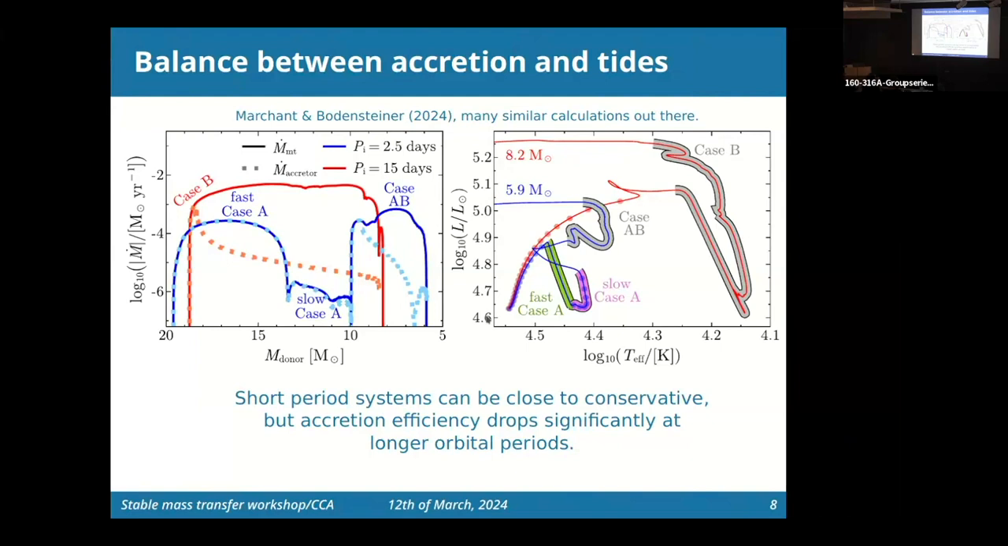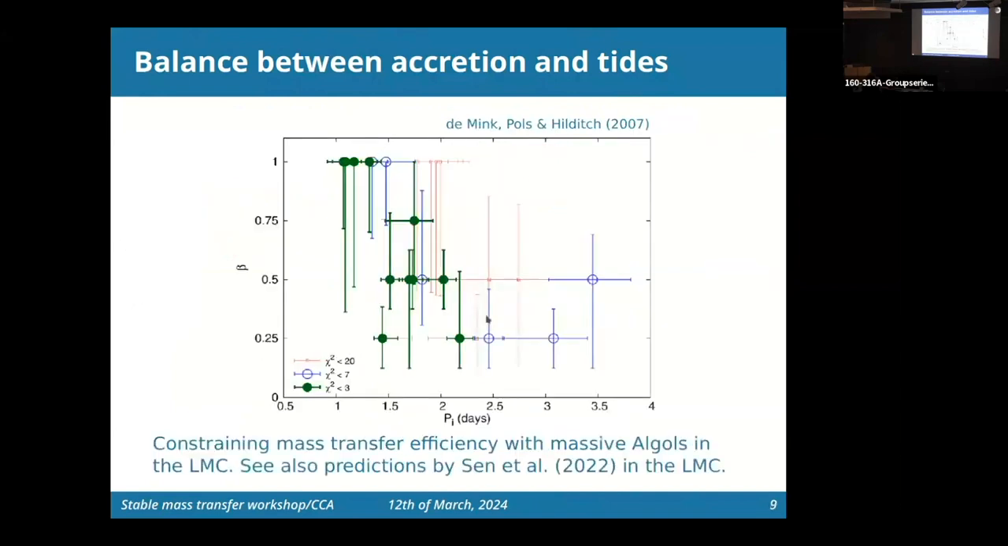Longer period system, the case B system there. We have this rise, we hit critical rotation very early on, and the accretion rate becomes orders of magnitude smaller. So this gives us this sense of non-conservative mass transfer that we expect for longer period systems, while the shorter period systems are close to conservative. So yeah, over here.